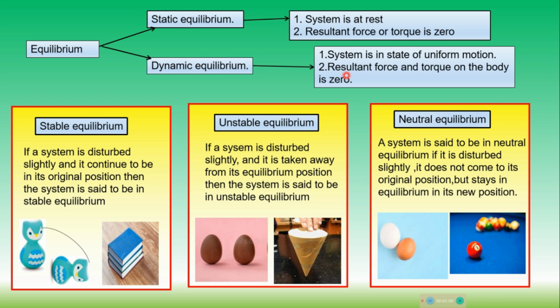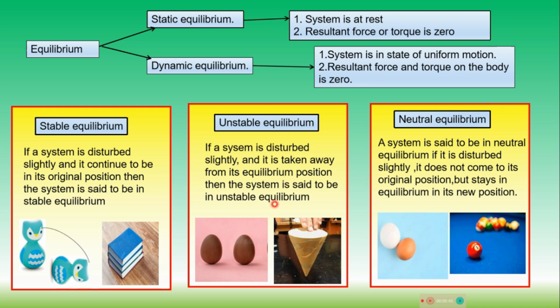So equilibrium can be further classified as stable equilibrium, unstable equilibrium, and neutral equilibrium. In stable equilibrium, if a system is disturbed slightly and it continues to be in its original position, then the system is said to be in stable equilibrium. A book lying on a horizontal surface is an example of stable equilibrium. If the book is lifted from one edge and then allowed to fall, it will come back to its original position.